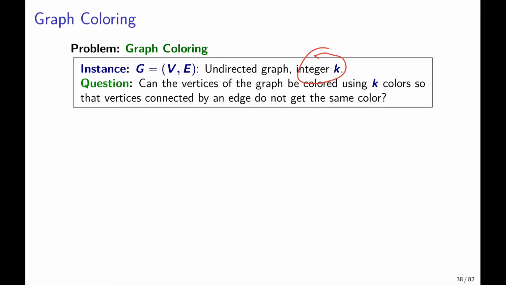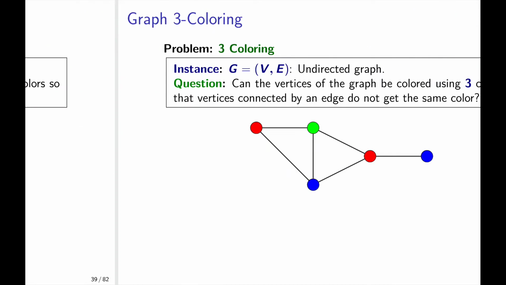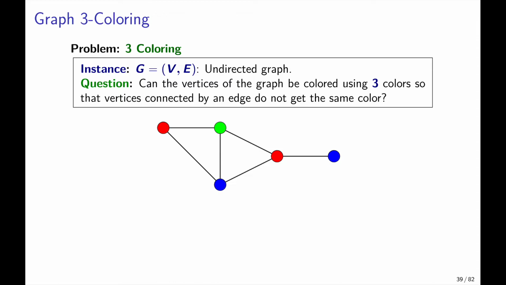A coloring, to remind you, is assigning every vertex a color, which you can think of as just an integer between 1 and k, and no two vertices connected by an edge can have the same number, the same color. So this is, for example, a valid coloring. Red, blue, no two adjacent vertices have the same color.